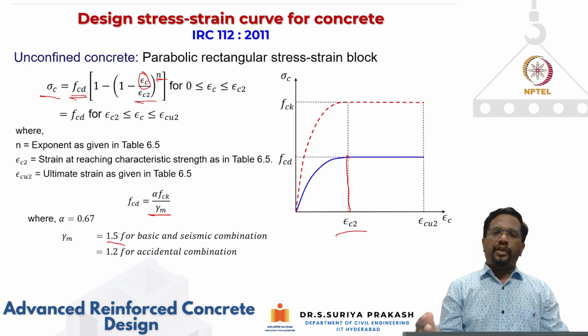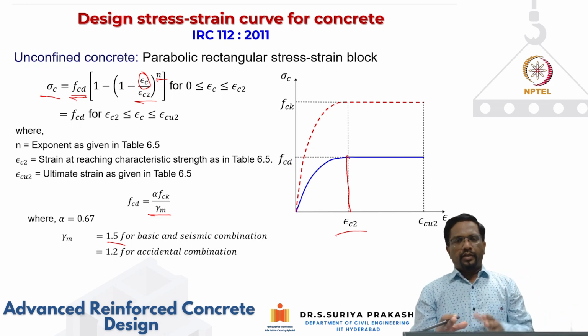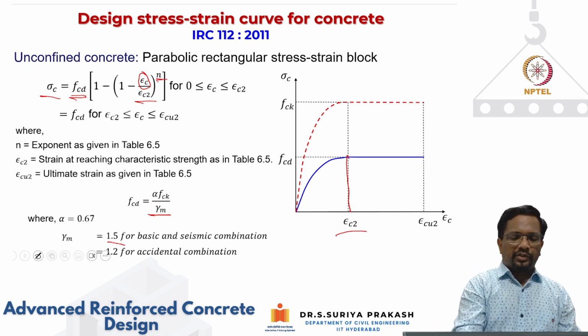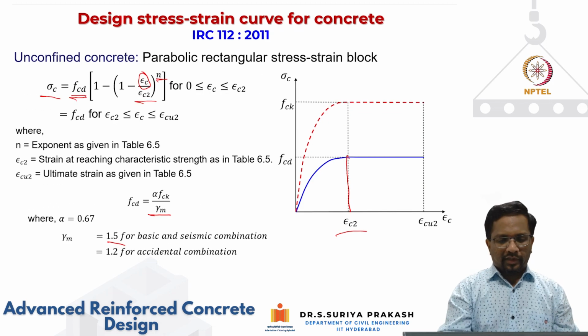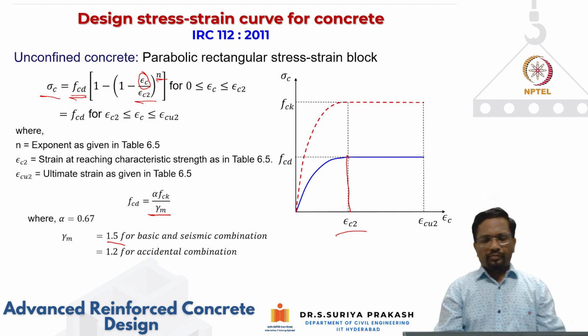However, when you're dealing only with accidental combination, which is very temporary in nature, then you can reduce this material safety factor to 1.2. Okay, so that's what we are using, 1.2.